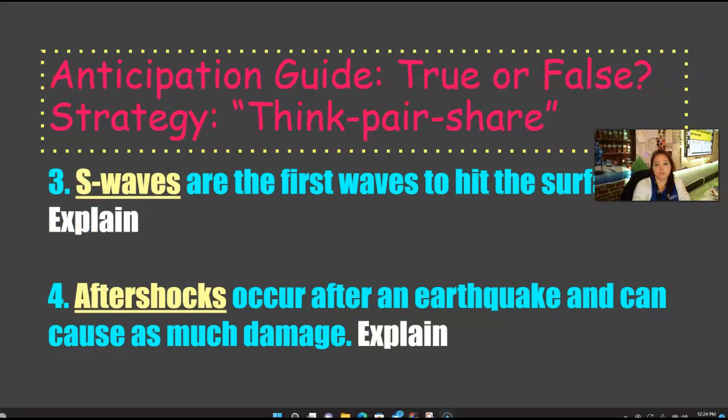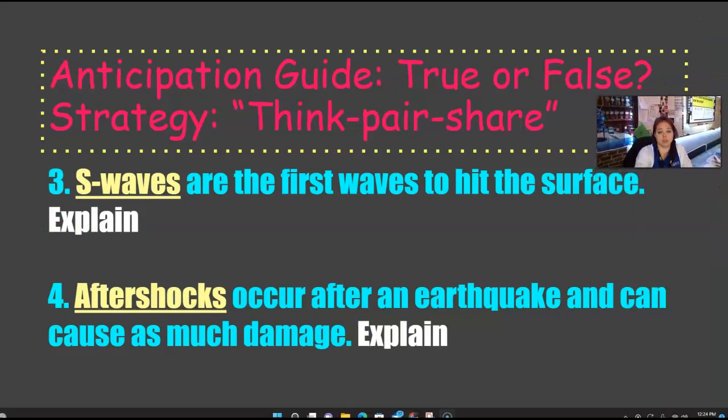All right, so we're going to flip over to the anticipation guide, and we're going to answer 3 and 4. Remember, you're doing it on the left-hand side where it says before. Write true or false. Even if you don't understand or don't know what's going on, that's fine because we're going to learn about this. So number 3, S waves are the first waves to hit the surface. True or false? Number 4, aftershocks occur after an earthquake and can cause as much damage.